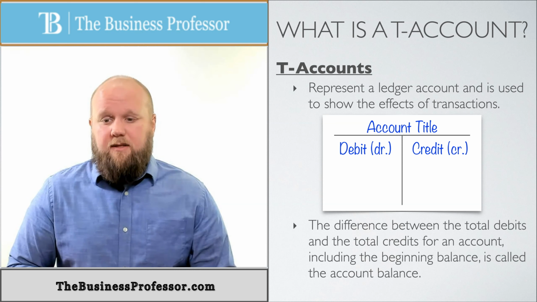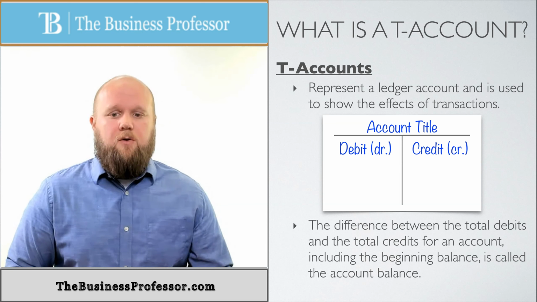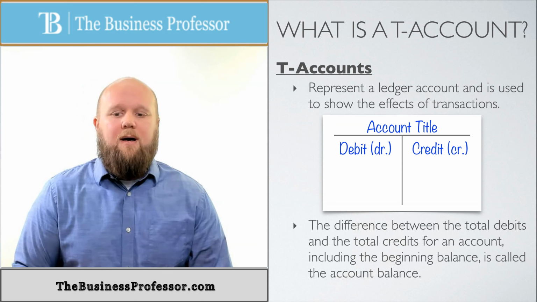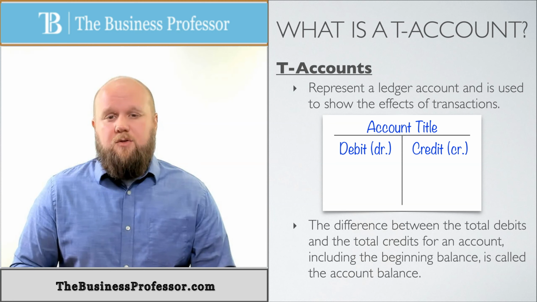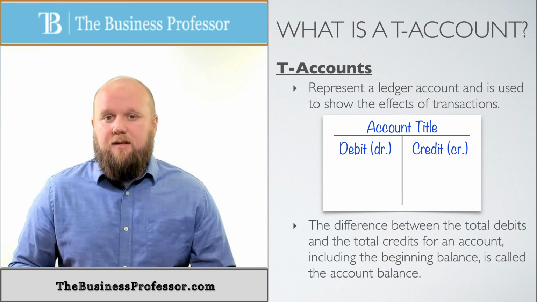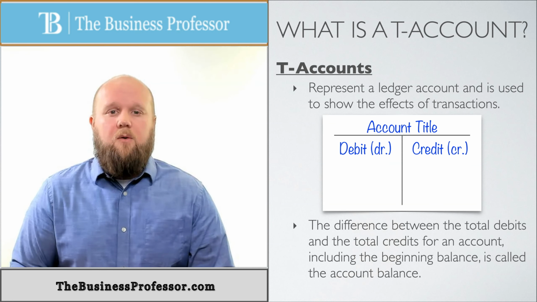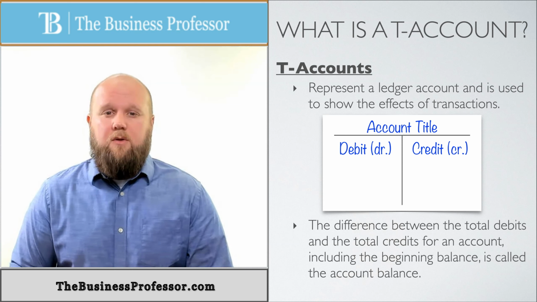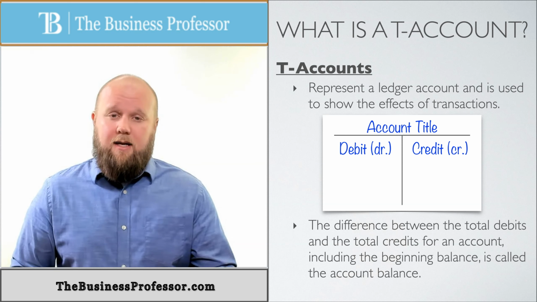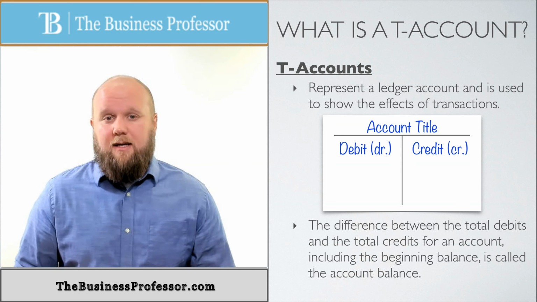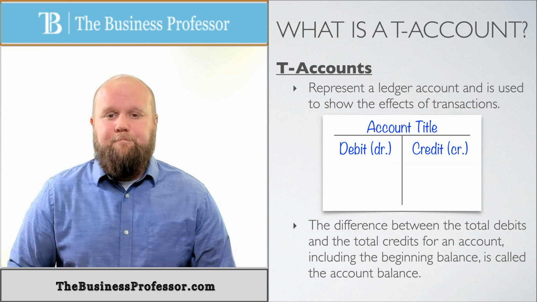The difference between the two sides, or the difference between the total debits and the total credits, is what we call our account balance. And this also includes the beginning balance. Also, when you do your account balance, the balance itself should go on what's called the normal side. I'll talk about what the normal side is later on. But just know the account balance, when they ask for it, is you add up all the debits, you add up all the credits, and you subtract the two. That's a T table. Thank you.